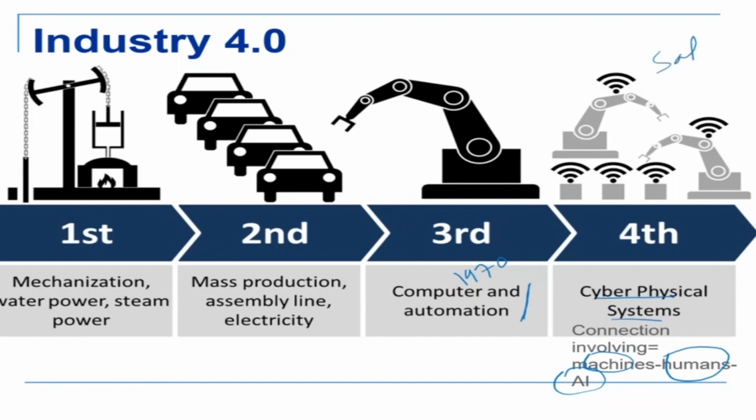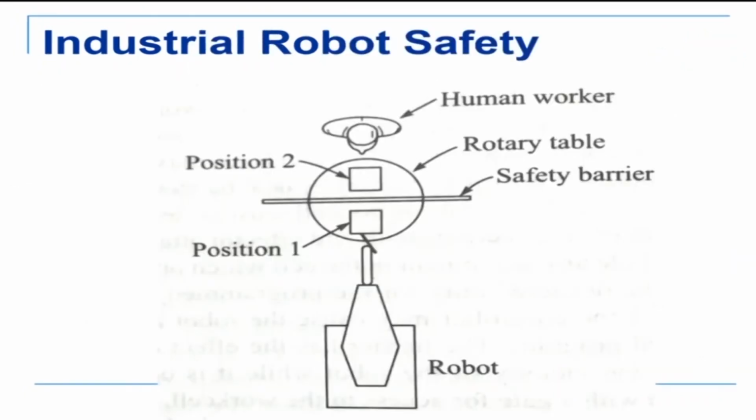Till now we were here, where we had automation, we had robots, and the protocol was that the human and the robot will stay in different spaces, so there is no question of safety. They will not come in the same space, so they will not hit one another. But the moment humans and machines come together, this question of safety comes in, and this is where future robotics is going. Now let's look at industrial robot safety.